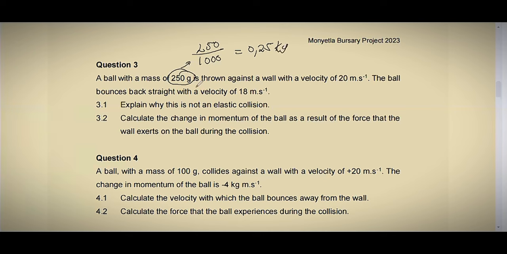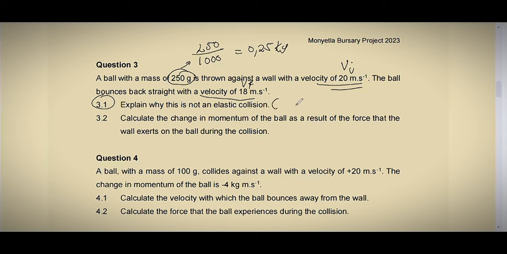Then we can continue with the statement: it is thrown against the wall with a velocity of 20 meters per second. So it's thrown against the wall. That means we are given VI here. This is our initial velocity. The ball bounces back straight with a velocity of 18 meters per second. So this is our VF. Now 3.1 here says explain why this is not an elastic collision.